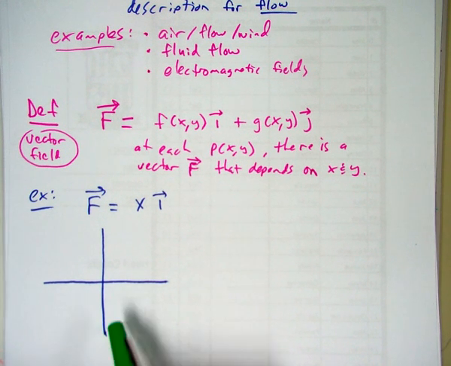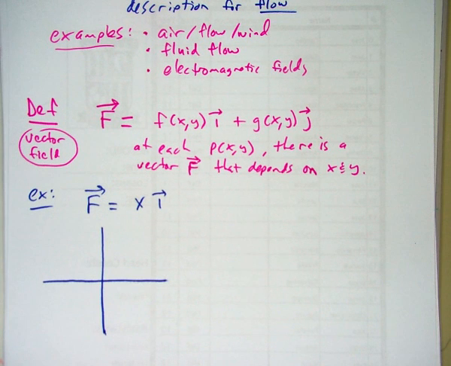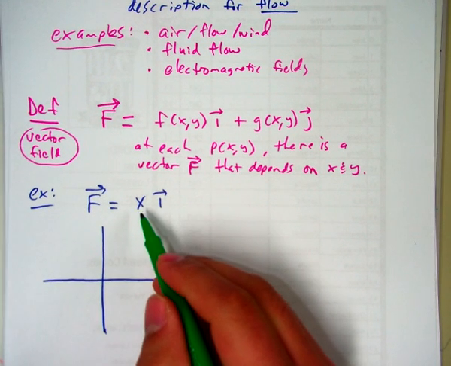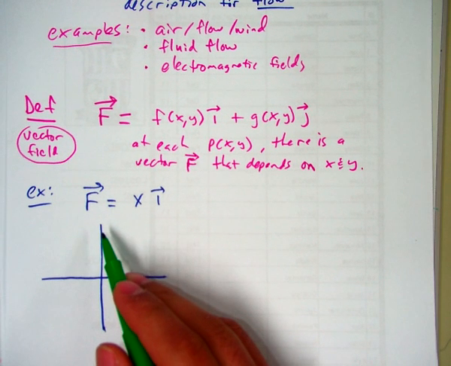How do I figure out what the vectors look like everywhere in the xy plane? What can I do? Plug in all the points in the xy plane. Now, you don't have to do that. This is only dependent on what? X.